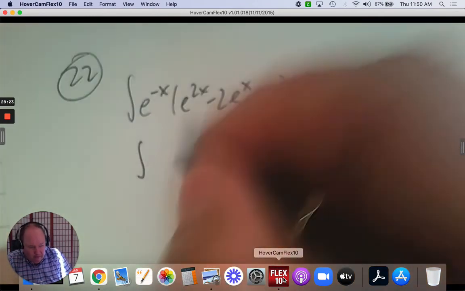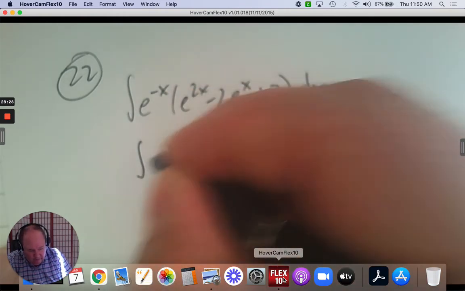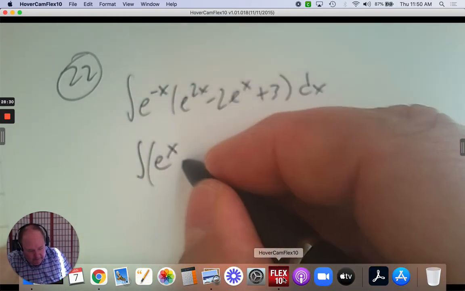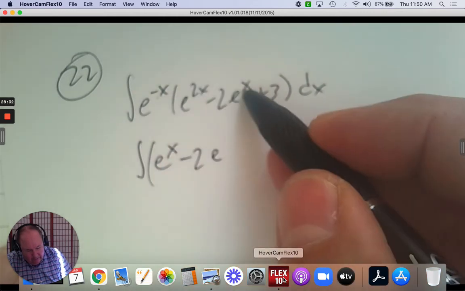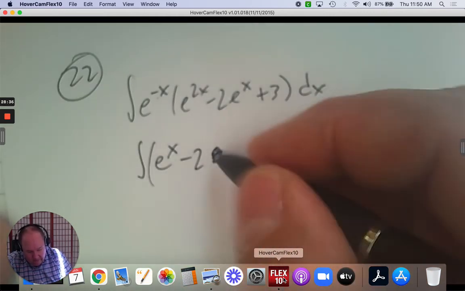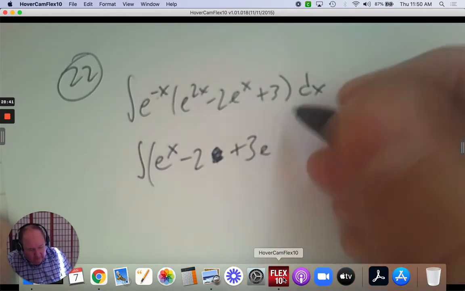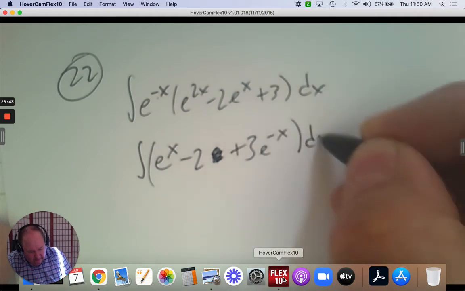So do some algebra. If the bases are the same and you're multiplying, you add the exponents. So that's 1x. Multiply them together, and negative x plus x, that's 0x. So actually, they eliminate, and you're just left with negative 2. And then the last one is 3e to the negative x dx.